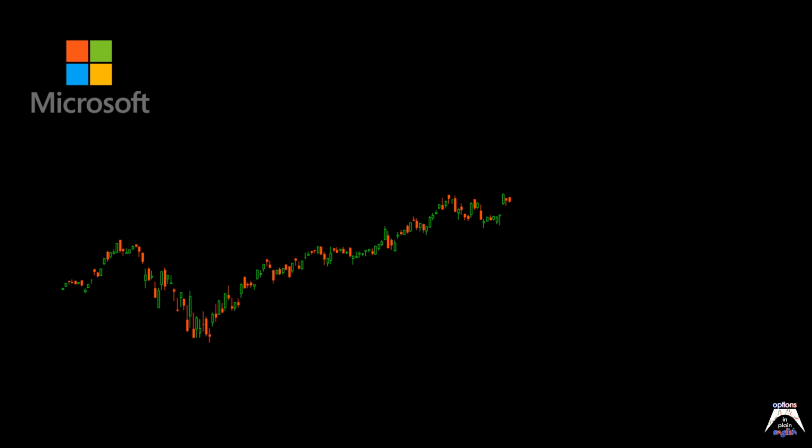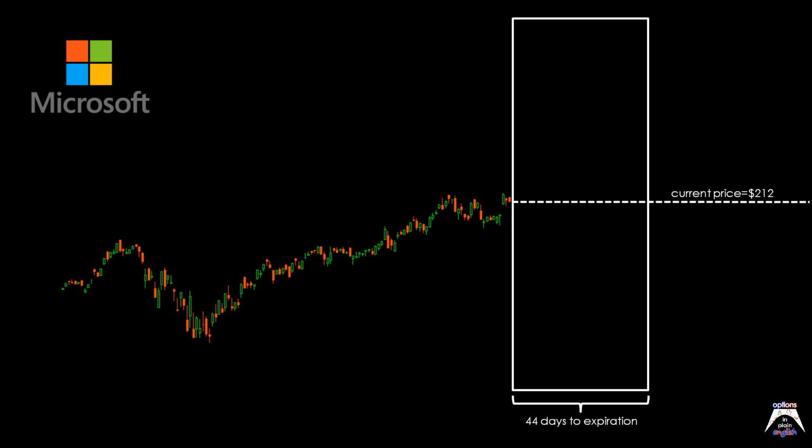Microsoft is currently trading at a price of $212 per share. Instead of buying or selling stock short, we'll use options to speculate on Microsoft's stock price going forward. We'll use options with 44 days to expiration, which means that these options can be exercised or traded for the next 44 days, at which point they'll expire.